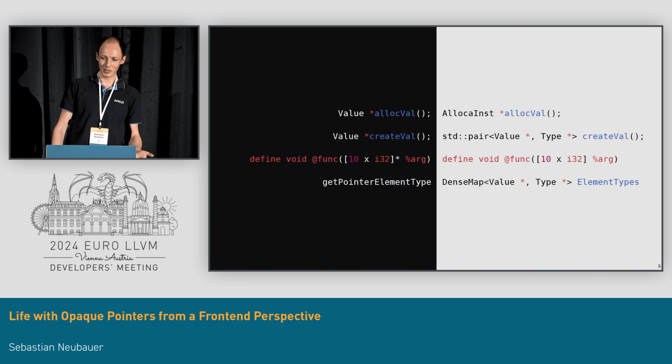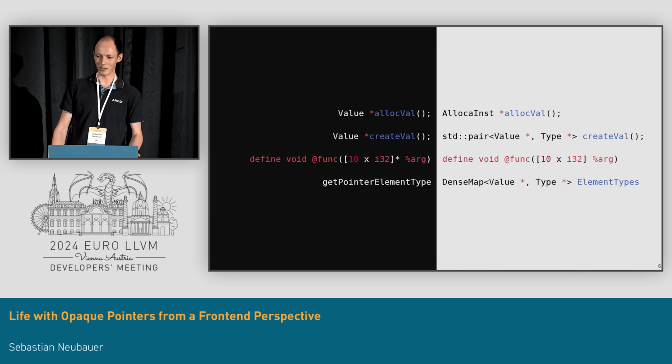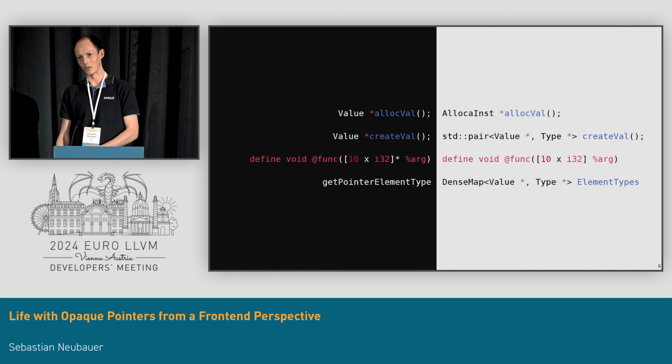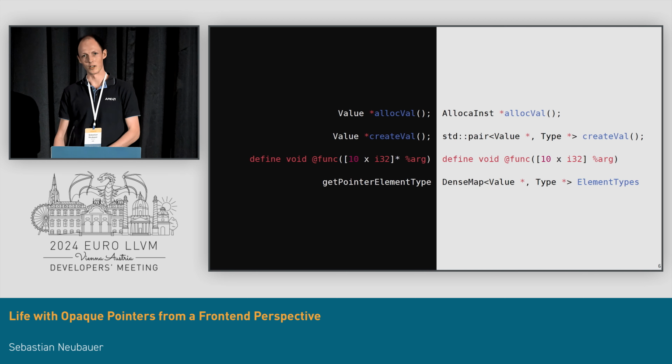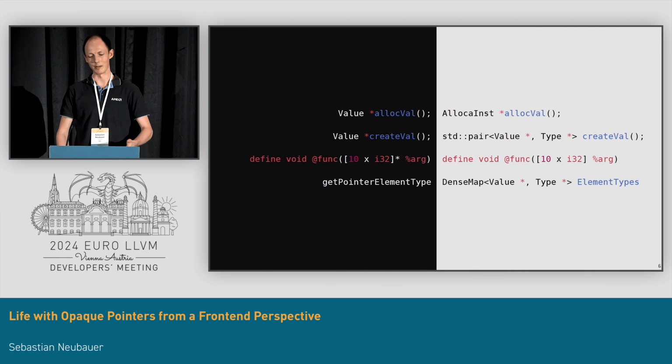If that's not always an alloca instruction, sometimes there's a way out. You can, instead of only returning the pointer value, return a pair of the pointer value and the element type of that pointer.